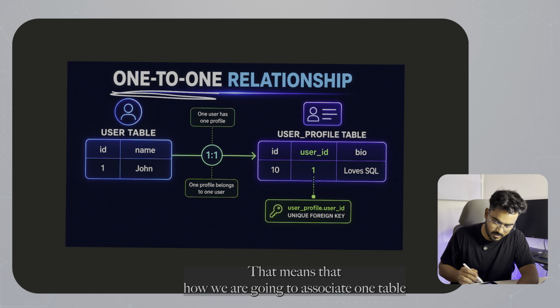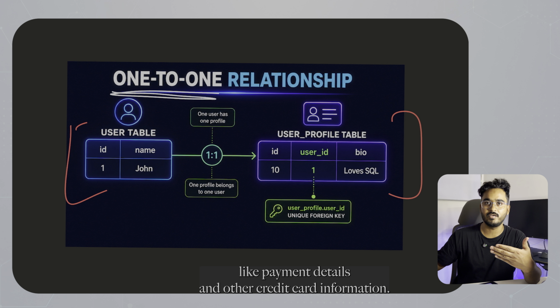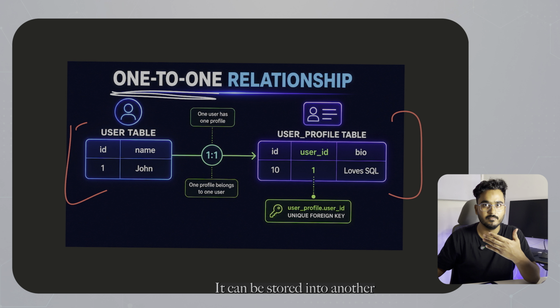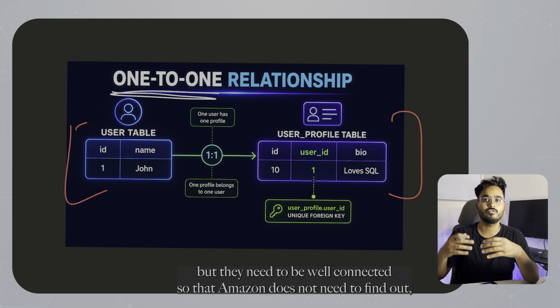That means if you have a user table with your user information on, let's say, Amazon, and you have more information about yourself like address and other stuff like payment details and credit card information, it can be stored in another table, but they need to be well connected so that Amazon does not need to find every table separately for your particular user. That means we are going to connect one table with another one. It is called a one-to-one relationship, in which we are going to use a foreign key as a user ID.